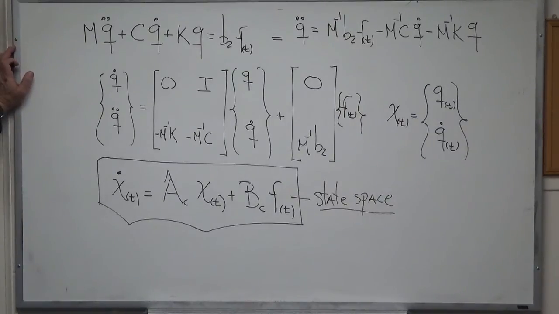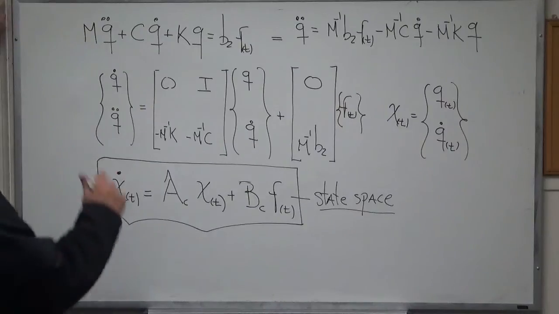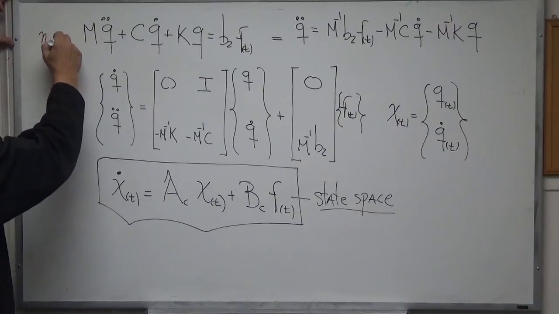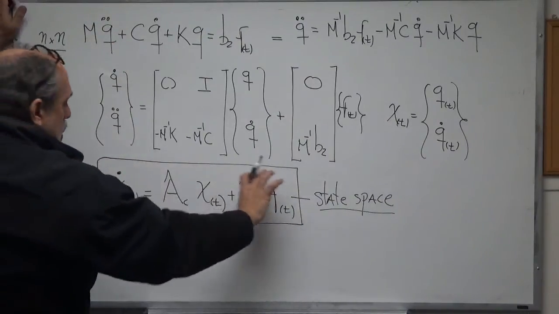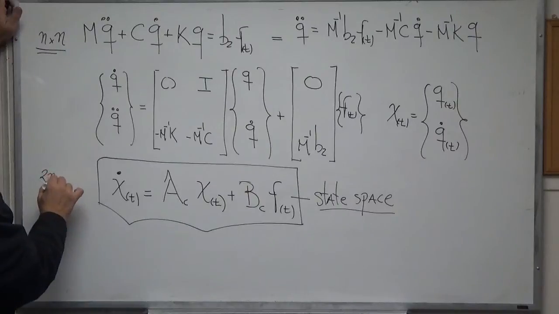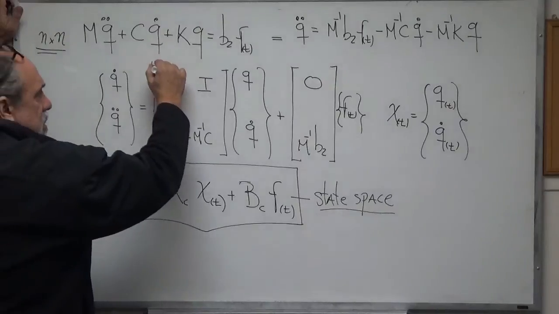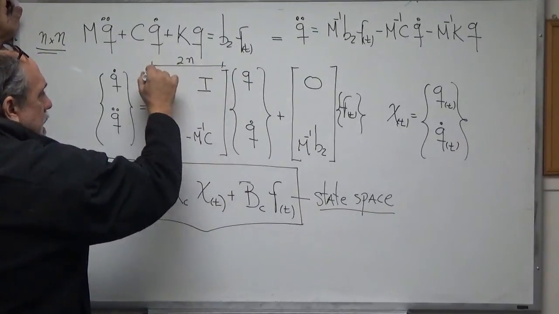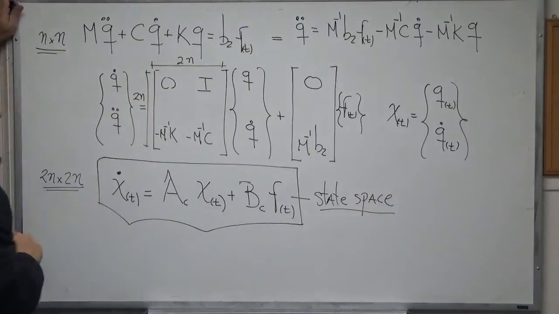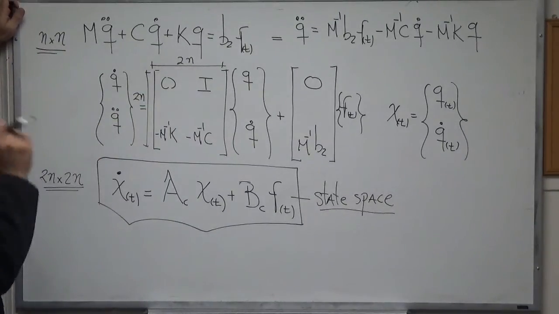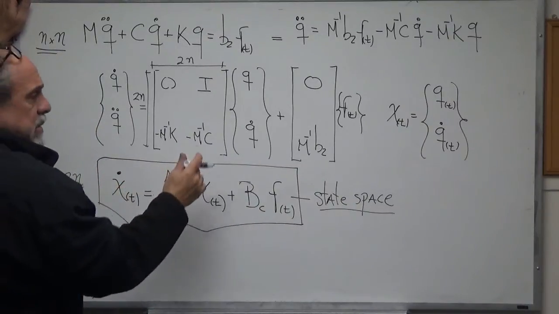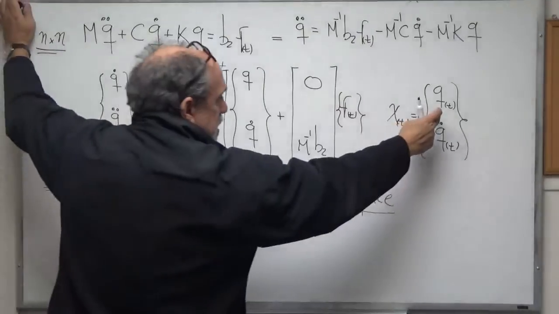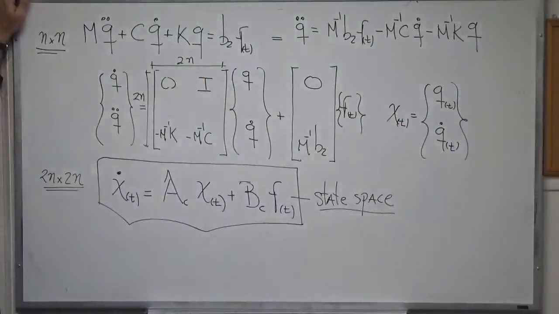Now nothing comes out for free, right? This system of equations was n by n. That is, the degrees of freedom were n. But there were two derivatives. This system has only one derivative, but the system of equations is 2n by 2n, because A is 2n by 2n. Now you can say that in the process, when we solve this system for x, we get the displacements and the velocities at the same time, right?